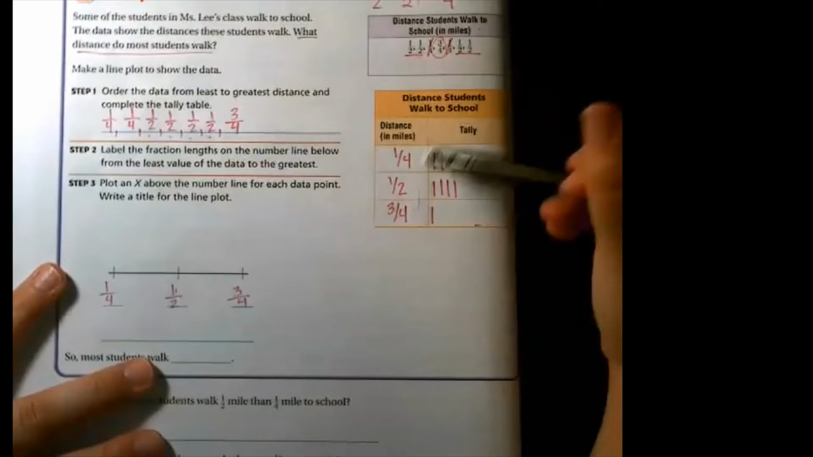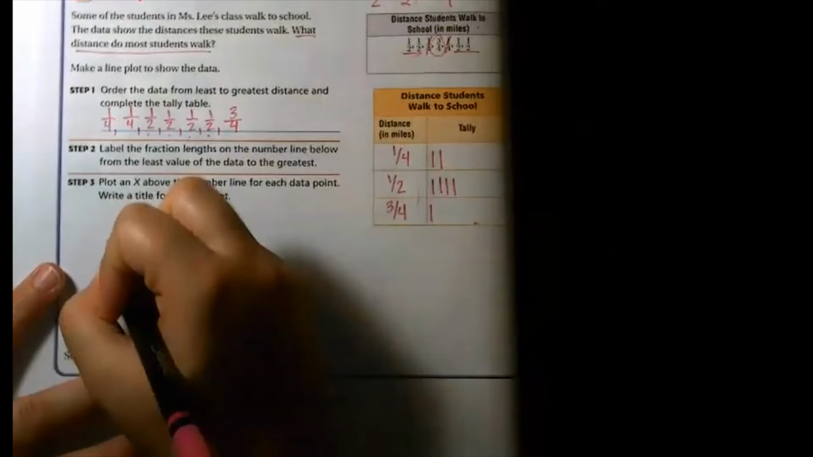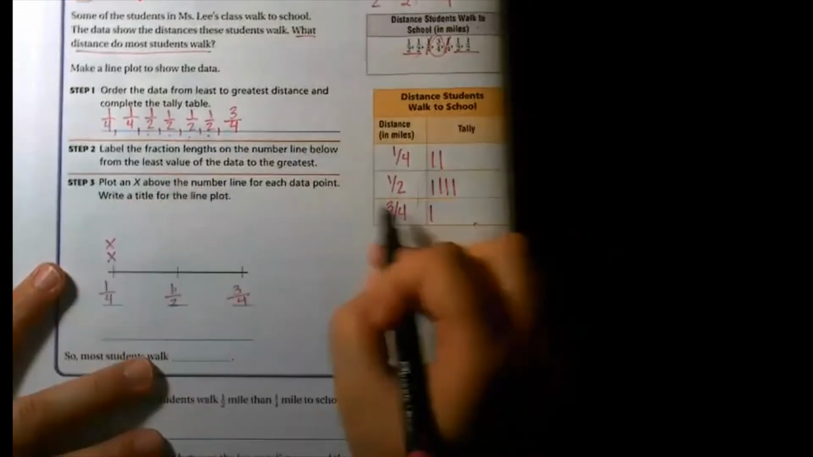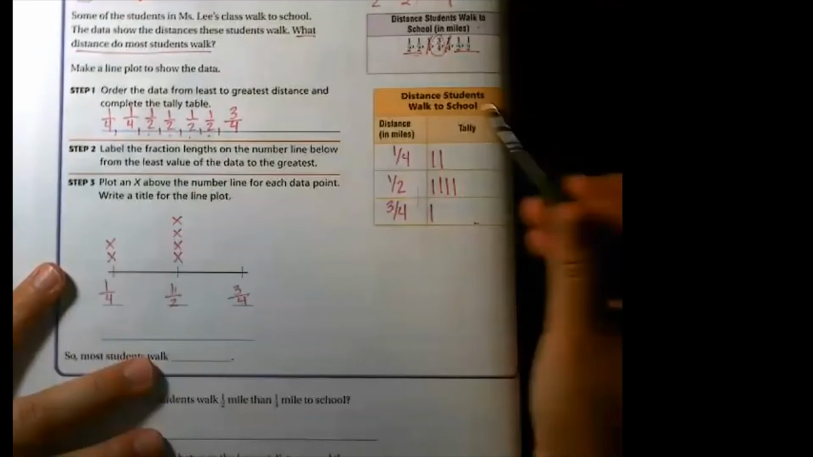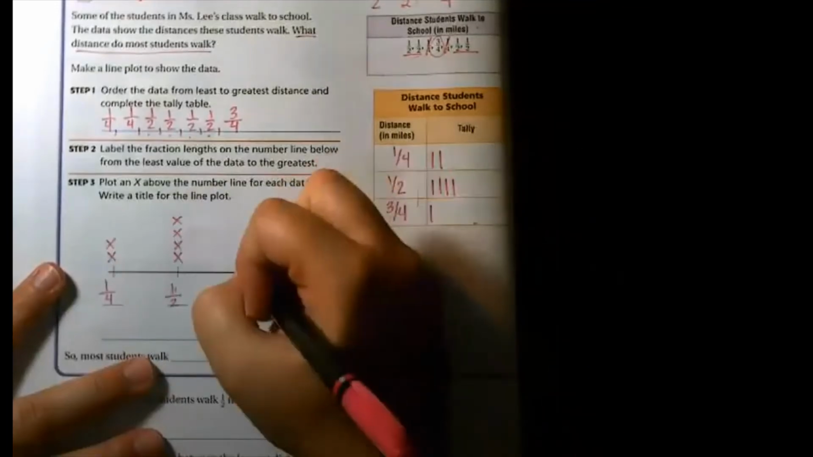Now I can take these tally marks and I can put them above my numbers in the form of x's. So I have 1/4 and I see 2 lines, so that means I need 2 x's. I see 1/2, I have 4 lines, so I need, wonderful, 4 x's. And then for my 3/4, I see only 1 line, so I need 1 x.